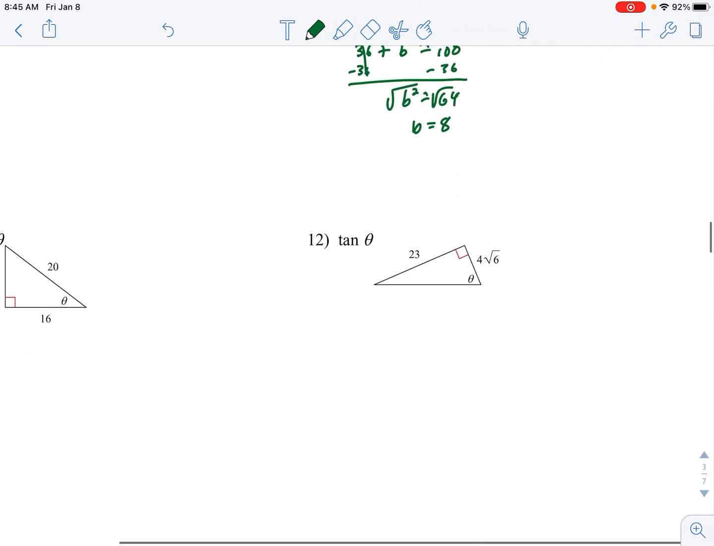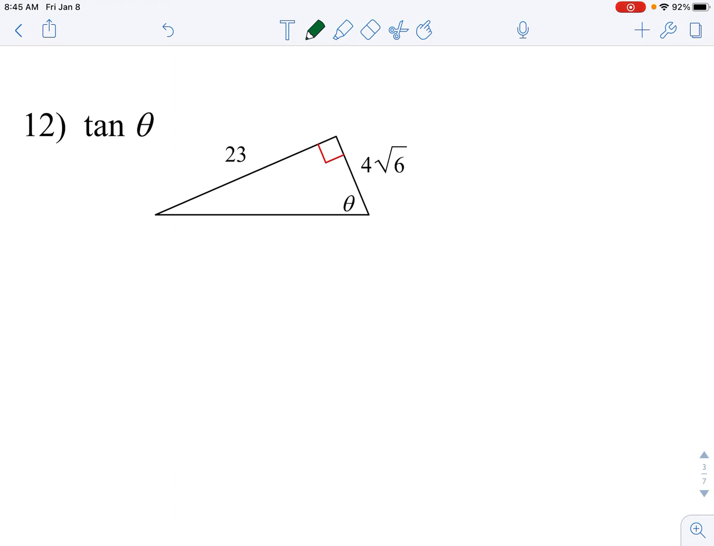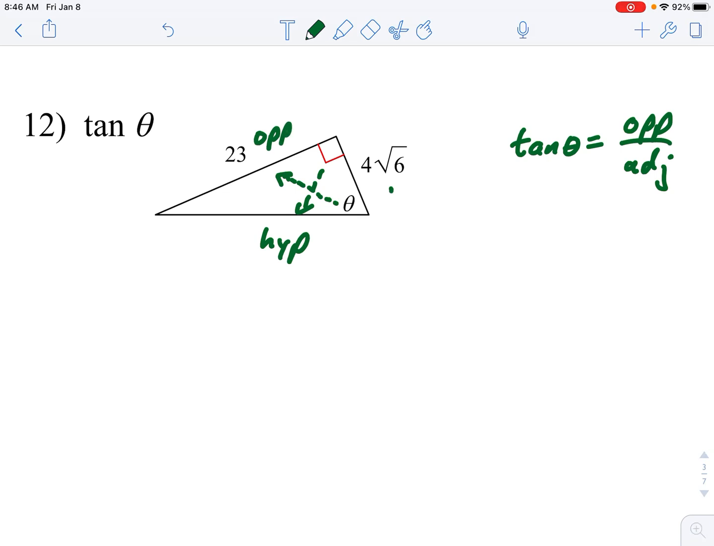All right, looks like the next one is going to be a challenge. I peeked at the answer a little bit. Okay, so number 12, tangent. We're asked to find the tangent value of theta. Tangent is opposite over adjacent. Now, what's opposite? Is this side, because it's opposite from the box? No, that's the hypotenuse. Opposite from theta is 23. Adjacent is right here, 4 radical 6. So the good news is we don't need to use the Pythagorean theorem to solve for the hypotenuse. I mean, if you're bored, you could, but you don't have to. It doesn't matter.